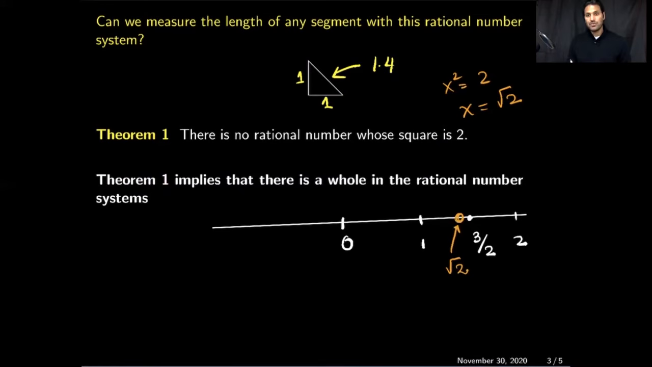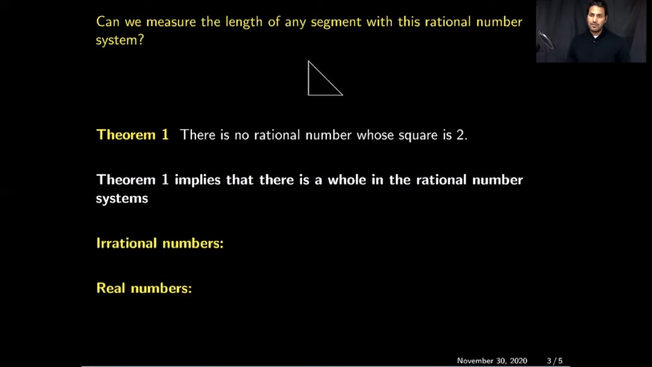So between two rational numbers, there is a number which is not rational. In fact, this is not the only hole. There are many other holes in the rational number system. For example, square root of 3, square root of 5, even pi, which is somewhere here, 3.14, and e, which is somewhere here, 2.7. So there are so many holes in the rational number system, and these holes are filled by irrational numbers.